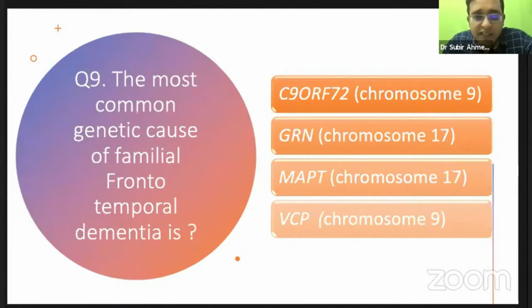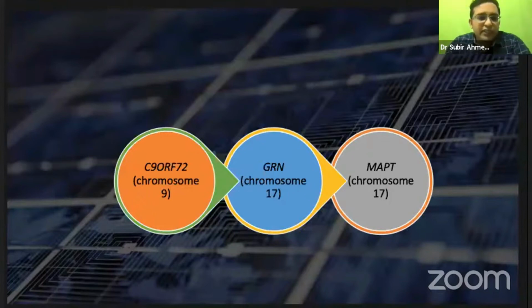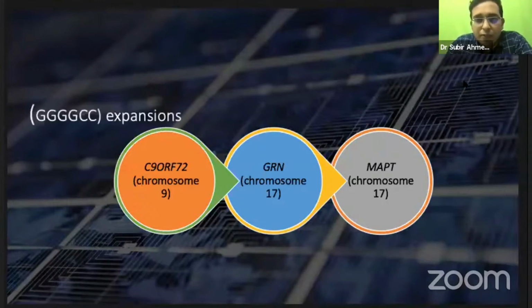So many genes are there in frontotemporal dementia, and it's a highly likely asked topic from this area. So you need to know this area. C9orf, GRN is progranulin, and MAPT is the microtubule associated protein. So last time we have seen regarding microtubule associated protein.